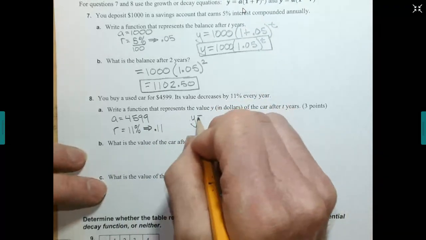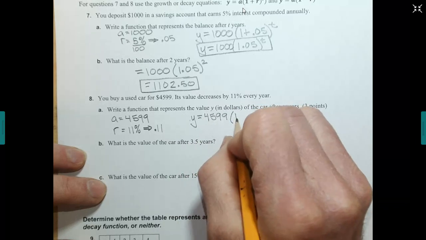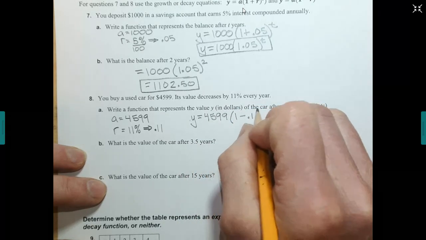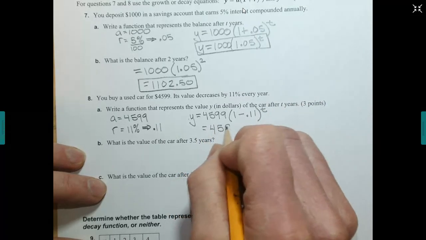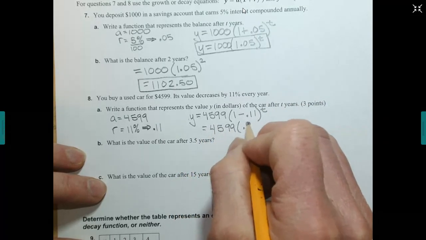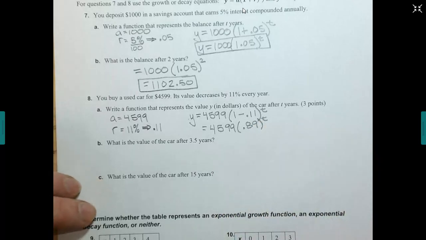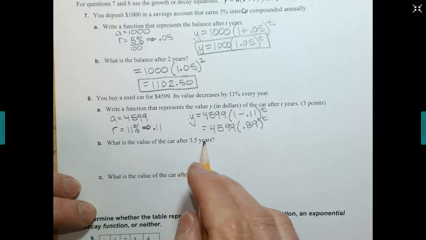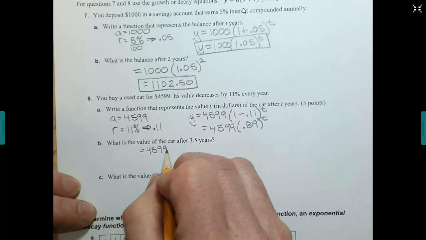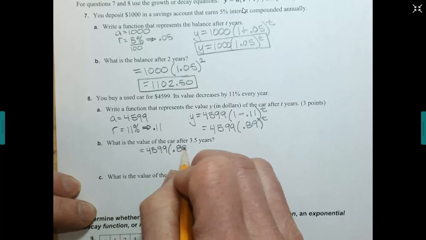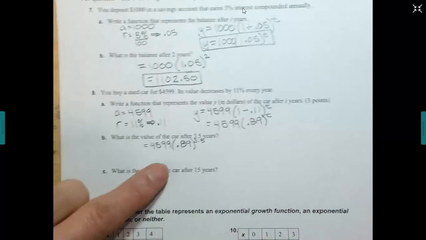So y equals 4,599 times 1 minus 0.11 to the t value. That's 4,599 times 0.89 to the t. What's the value of the car after 3.5 years? So it would be 4,599 times 89/100ths to the 3.5.